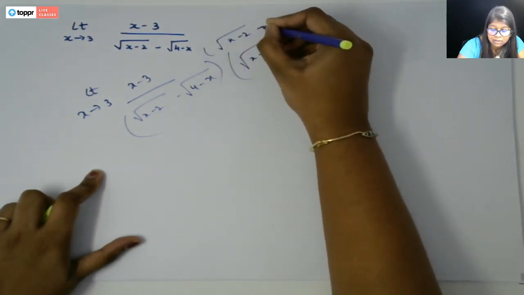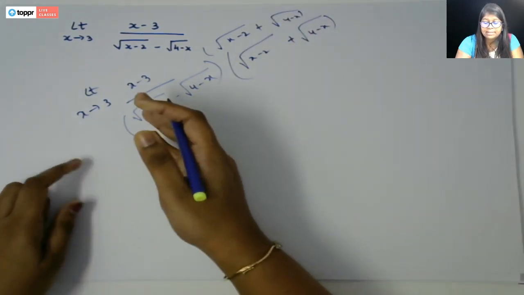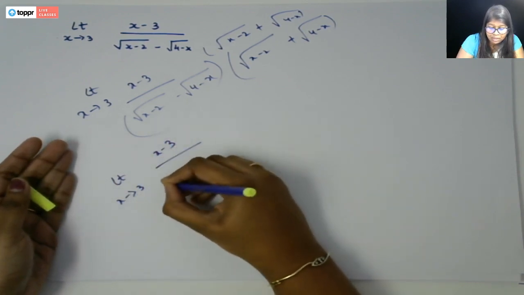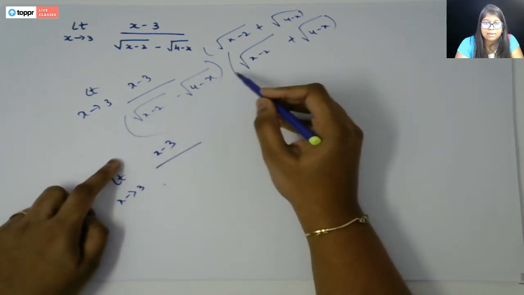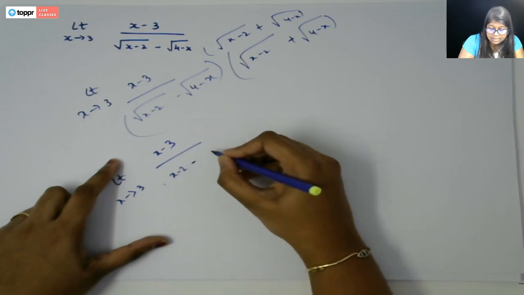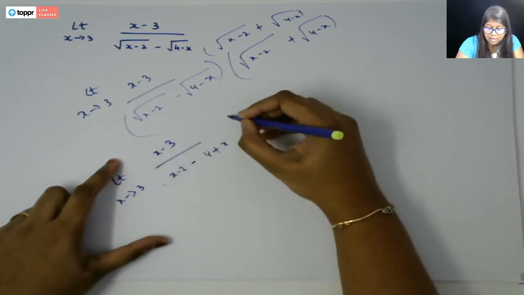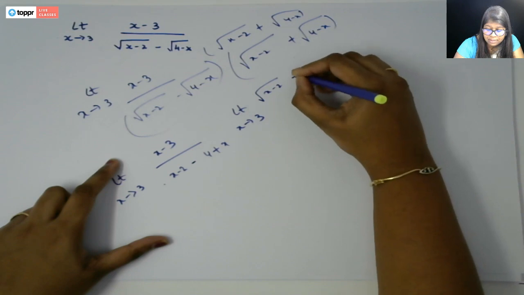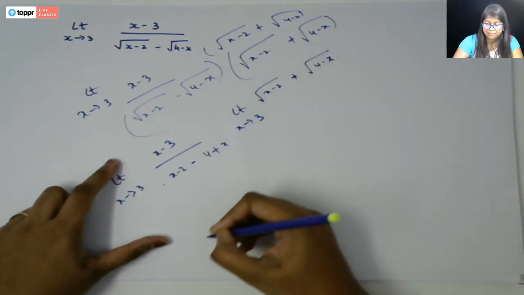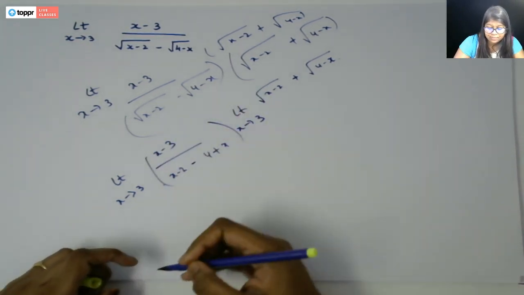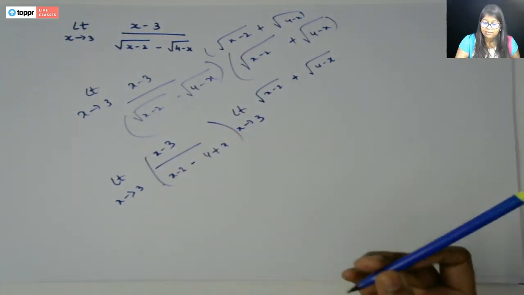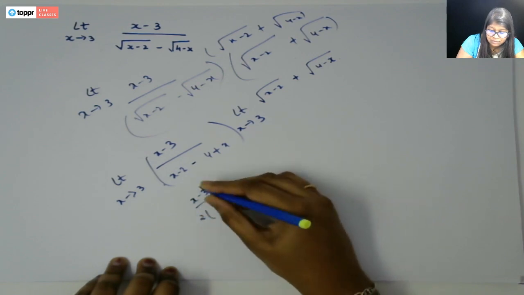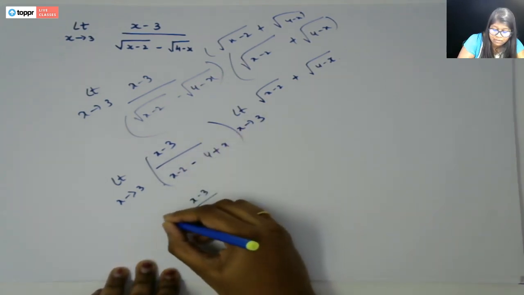Now I'll separate this limit into two parts. I'll write limit x tends to 3 of (x minus 3) by, when you multiply this, it is in the form of a square minus b square, that is (x minus 2) minus (4 minus x), multiplied by limit x tends to 3 of under root of x minus 2 plus under root of 4 minus x. Here, for the first part, (x minus 3) by 2 times (x minus 3), after simplifying, we get this.